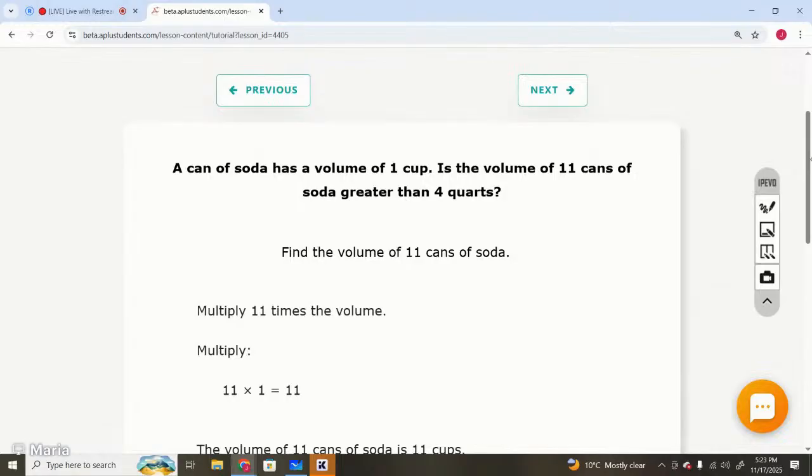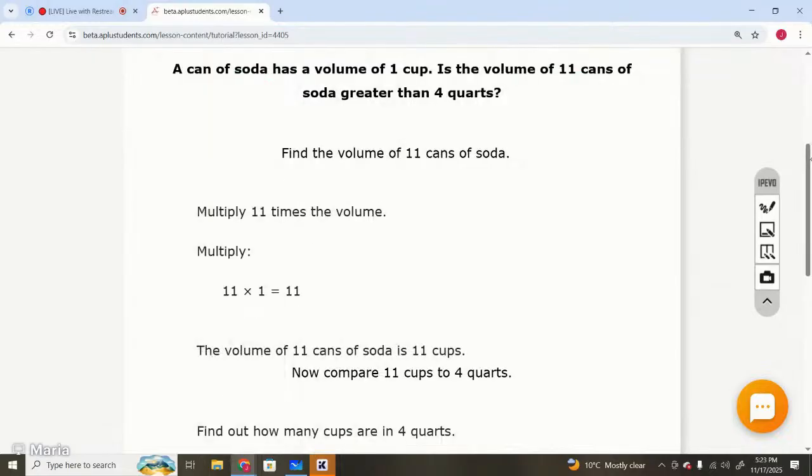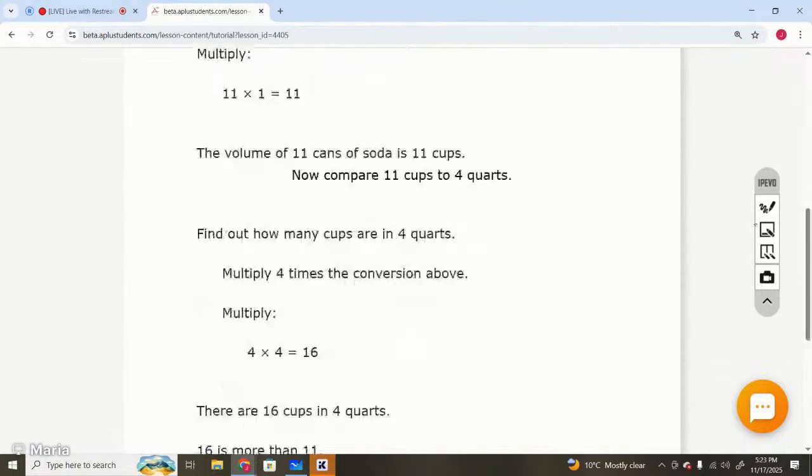So the volume of one soda can is 1 cup. So then 11 cans has the volume 11 times 1, that is 11 cups. Now we are going to see 4 quarts equal how many cups? So 1 quart is equal to 4 cups, so 4 times 4 is 16. That means 4 quarts equal 16 cups.